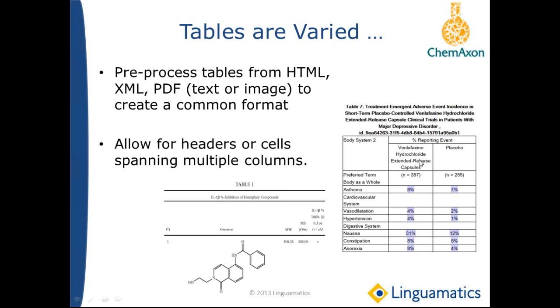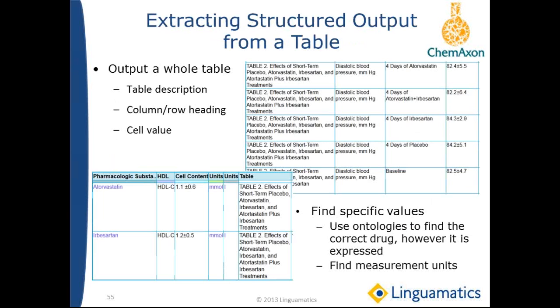This is an example from an FDA drug label, and the left-hand example is from a patent document. When you're extracting a table, you can just try to extract everything and present it in a way that will make it easier for further processing. In this particular case, for each row, we're giving the table title, the column heading, the row heading, and then the value of the cell. So that's a way of pulling out complete information for the table.